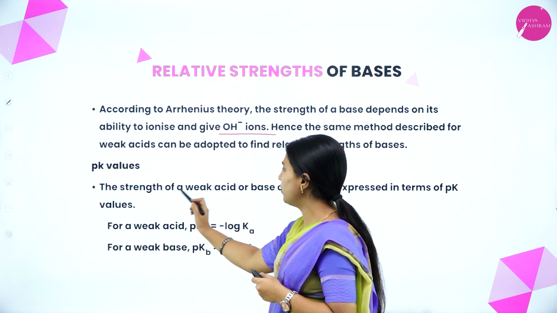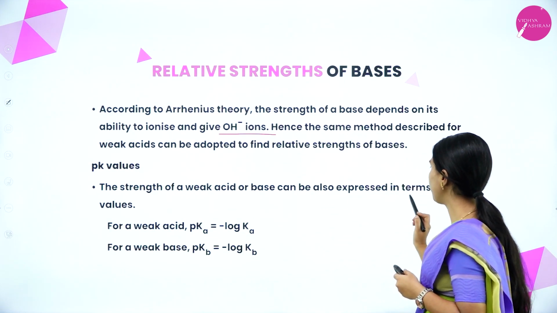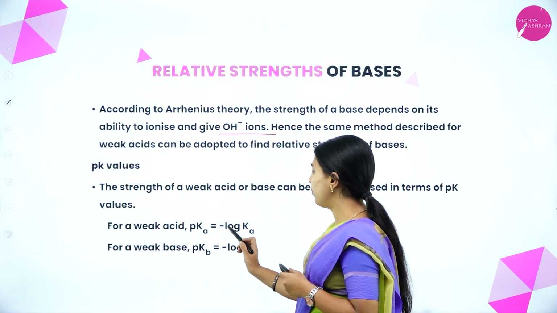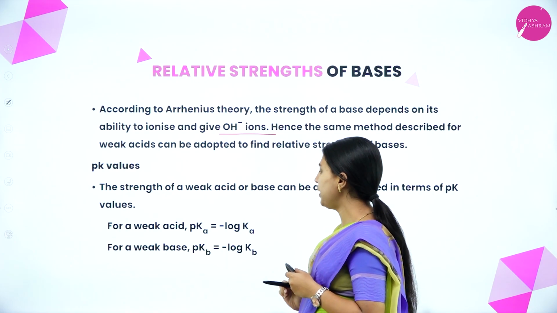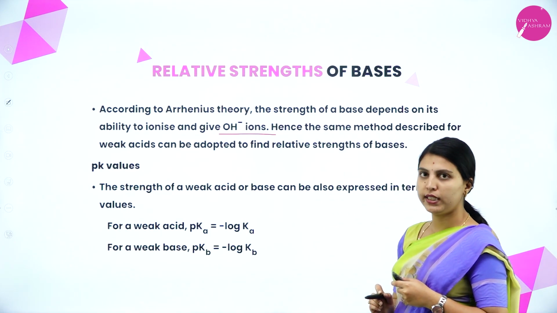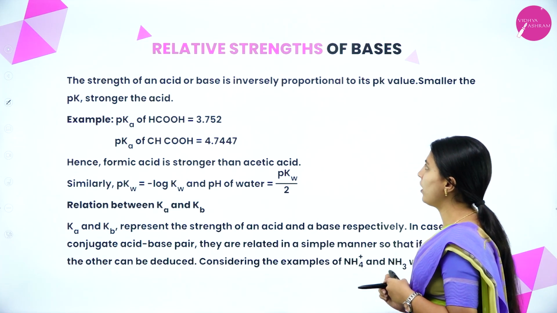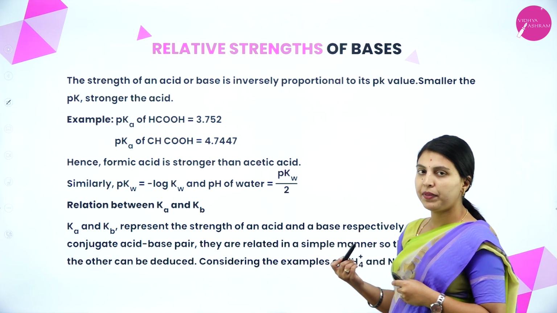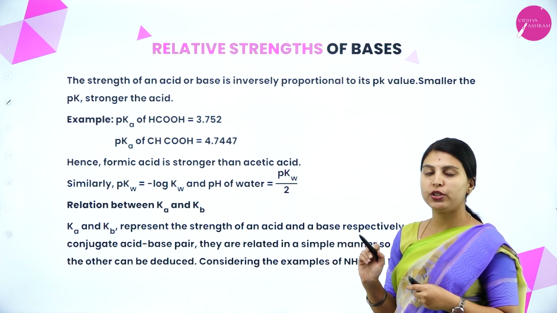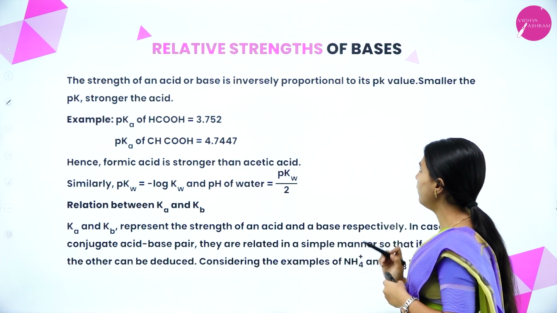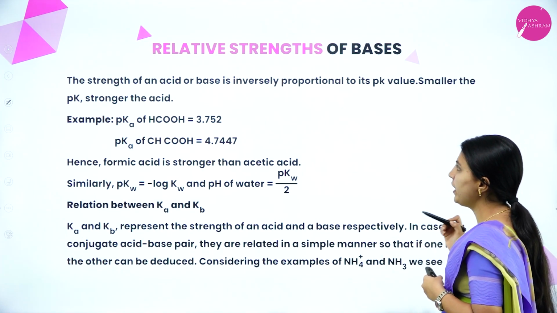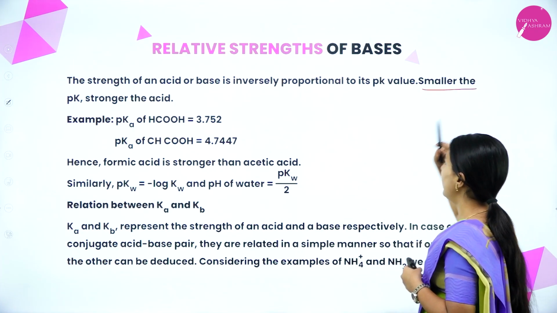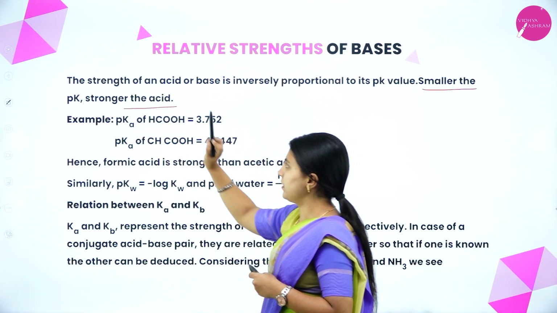pK values: the strength of a weak acid or weak base can also be expressed in terms of pK values. For a weak acid, pKa equals minus log Ka. For a weak base, pKb equals minus log Kb. The strength of an acid or a base is inversely proportional to its pK value. Smaller the pK, stronger the acid. If the pK value is small, then the acid will be stronger.